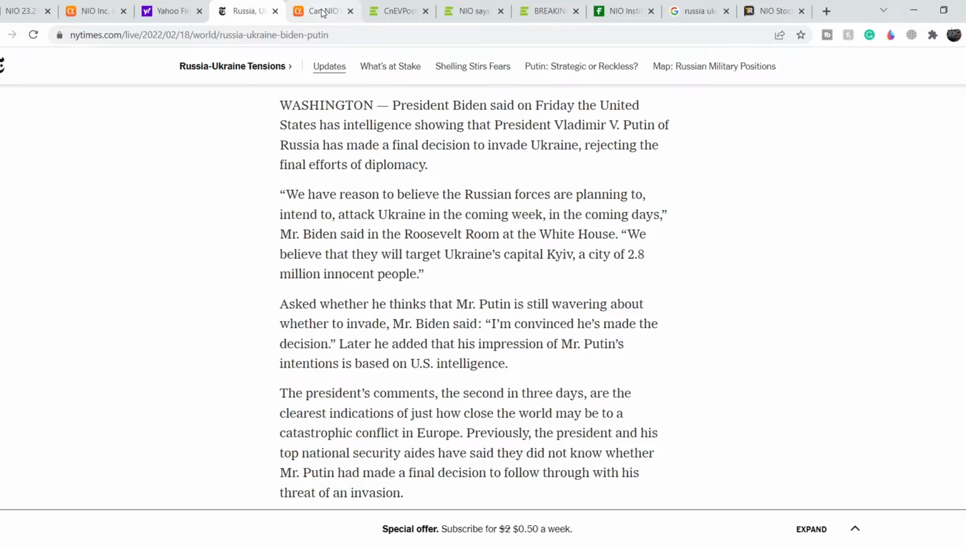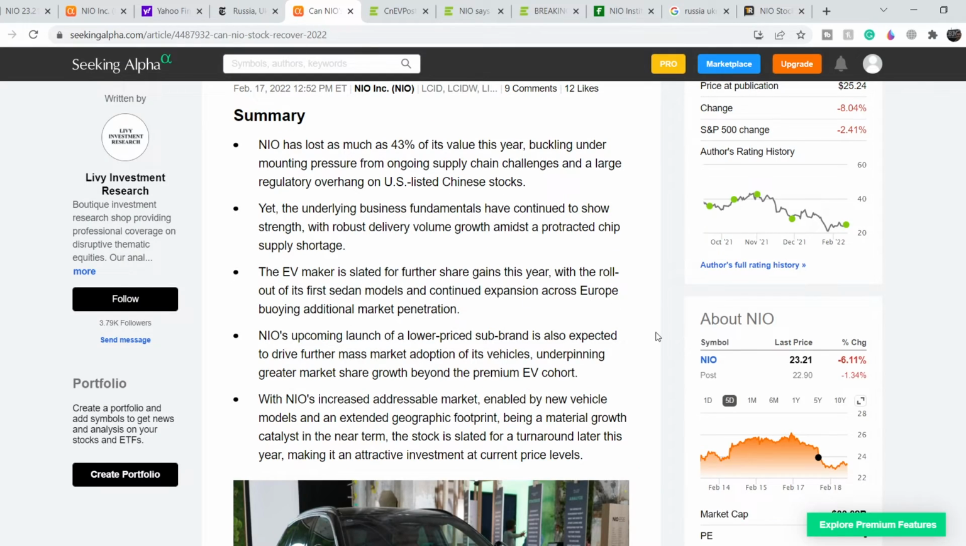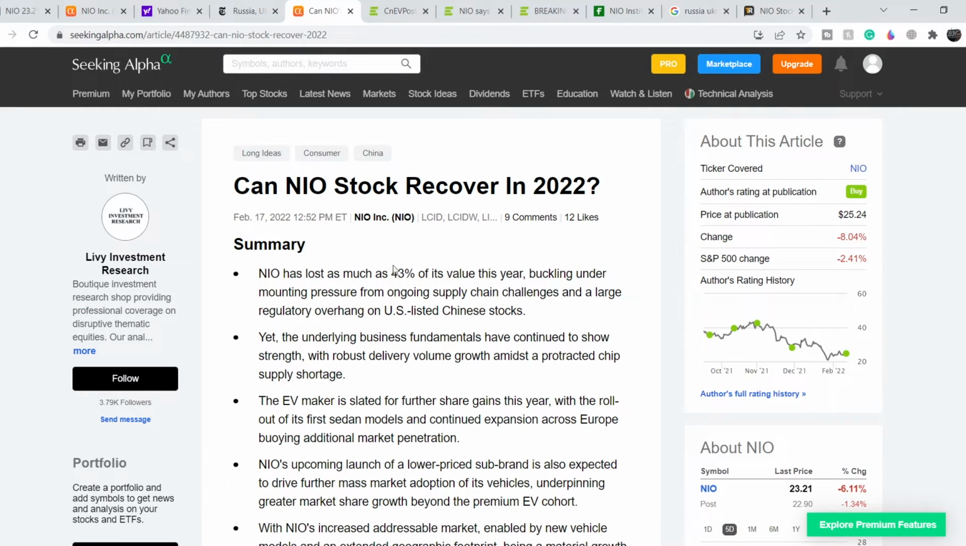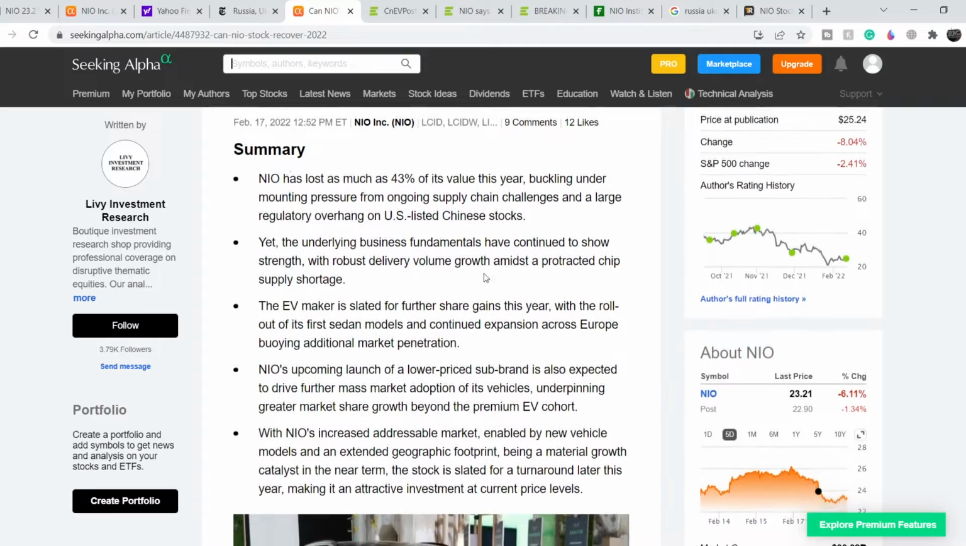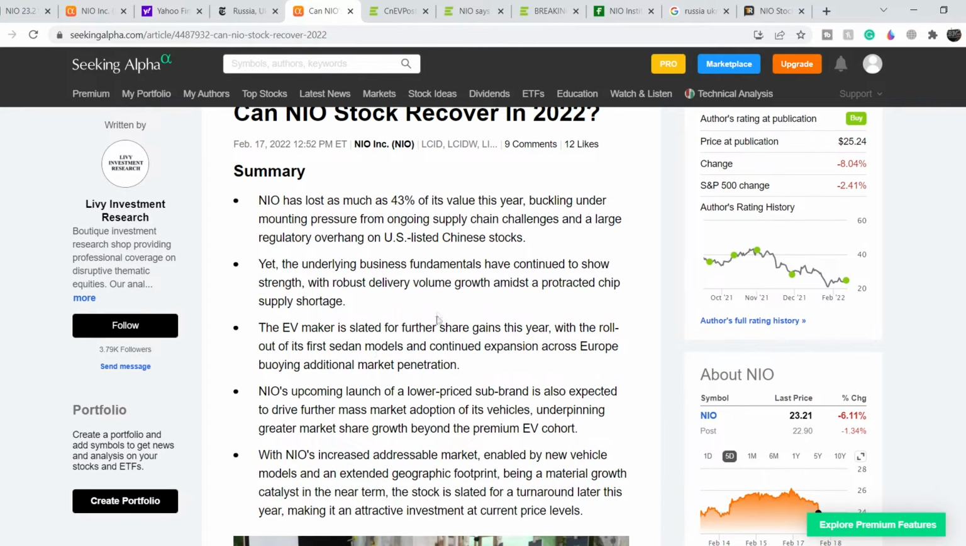Let's continue with some positive news related directly to NIO. This article was published on Seeking Alpha on February 17th, and it's titled, "Can NIO stock recover in 2022?" I want to read you only the summary, and you will find out that NIO has very strong potential to ramp up the price higher in 2022.